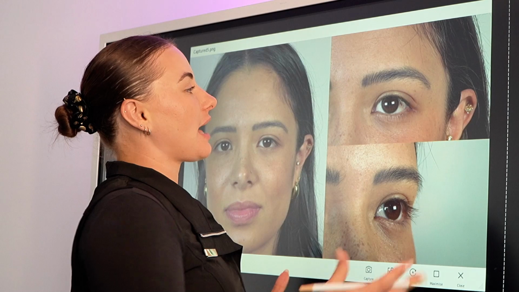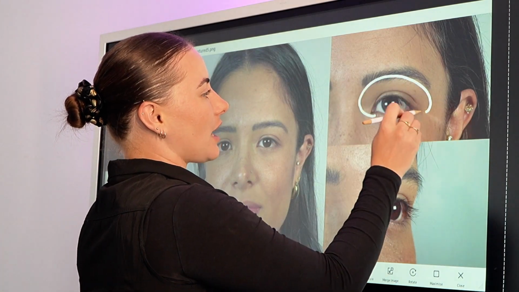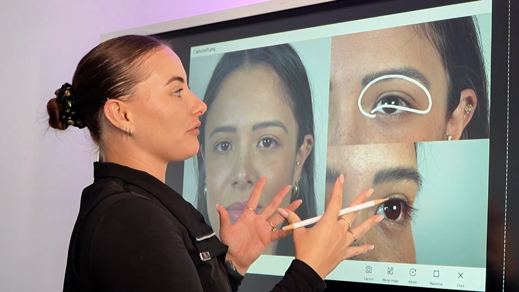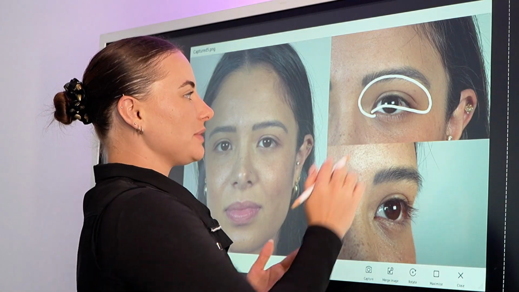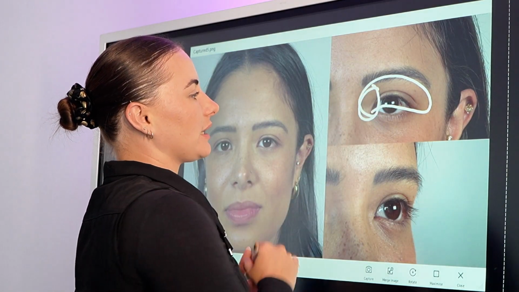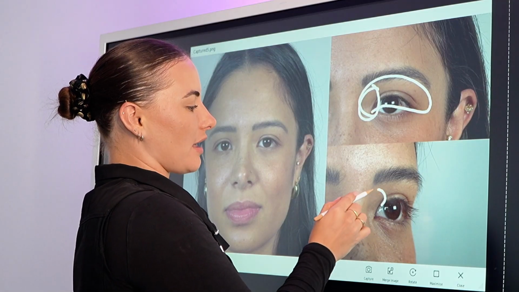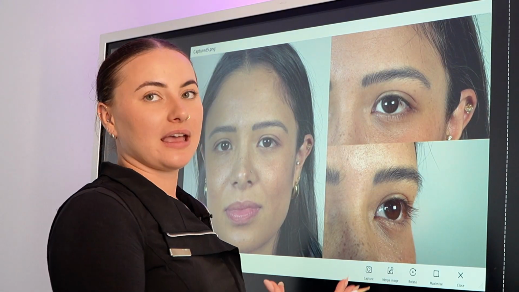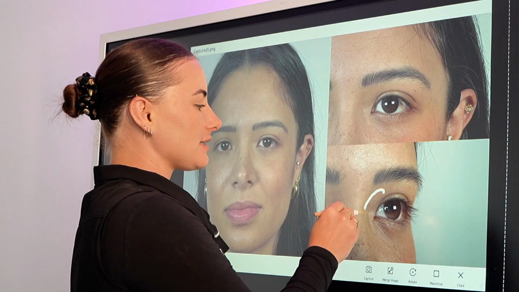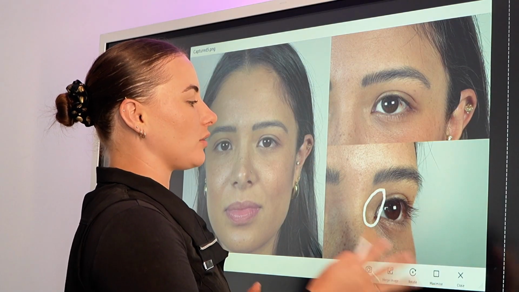The next thing I'm looking at is the client's eyelid type. We can see that she does have more of a hooded eye, and in particular the inner corners, where we can see she has an epicanthal eyelid. Now, an epicanthal eyelid is excess skin or a fold of the eyelid on the inner corner.